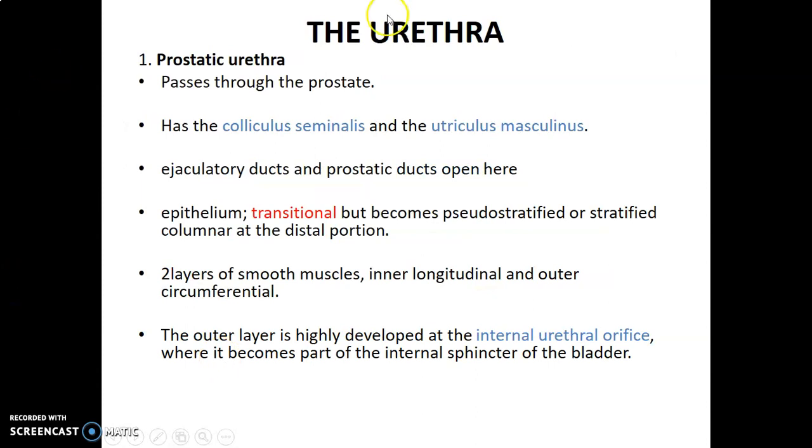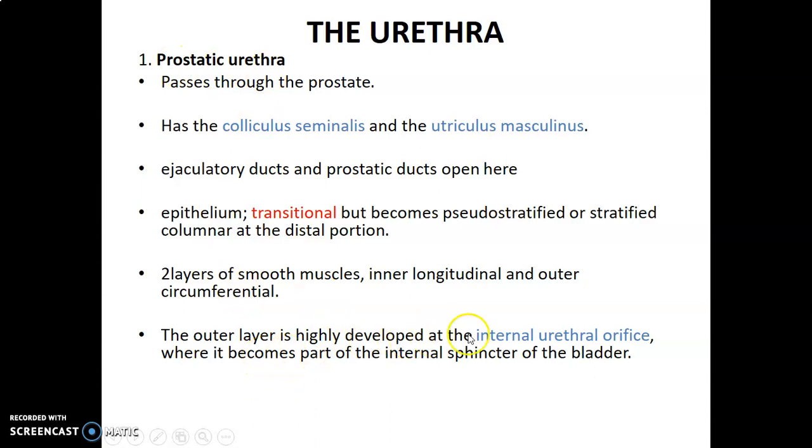When we go to the urethra, the first part of the urethra is the prostatic urethra, passing through the prostate. It has a colliculus seminalis and a utriculus masculinus. So we have ejaculatory ducts and prostatic ducts that open in the prostatic urethra. The epithelium of the prostatic urethra is transitional epithelium but becomes pseudostratified or stratified columnar at the distal portion. Then we have two layers of smooth muscle, the inner longitudinal and outer circumferential, in the prostatic urethra.